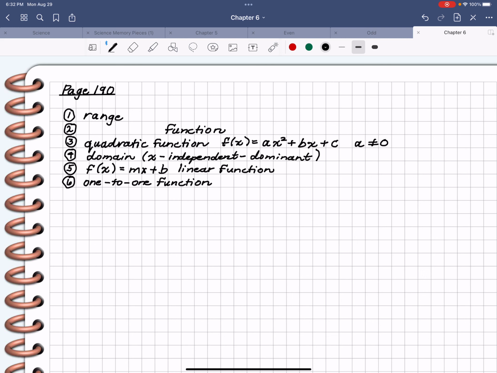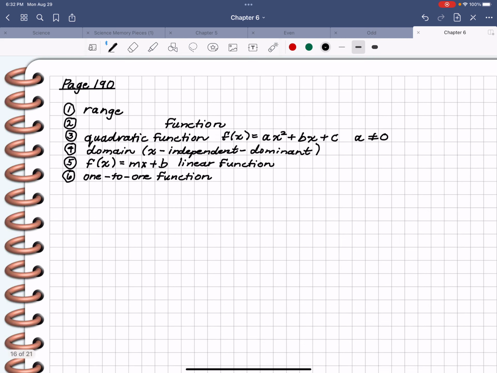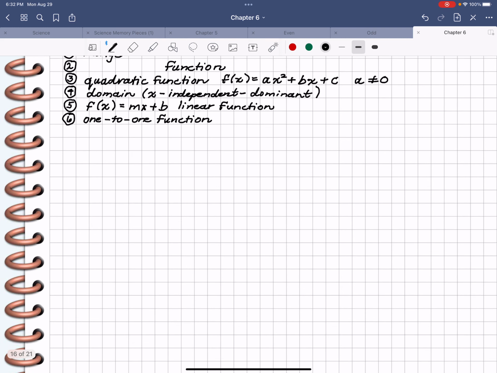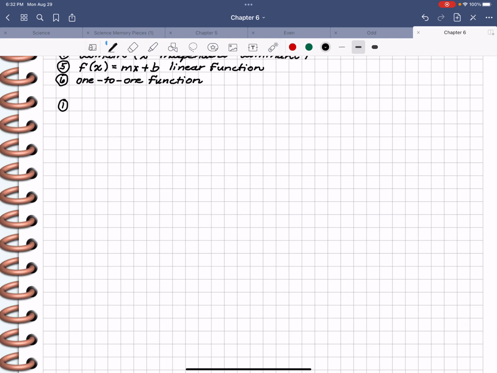Okay, let me go ahead and let's look at the skill review. Let's move on down here to number 1. I'm going to try to do a page per video unless it's just incredibly long. All right, we are given 4 tables, and we are supposed to tell which tables are functions and then which tables are one-to-one. So each of these have 5 rows.